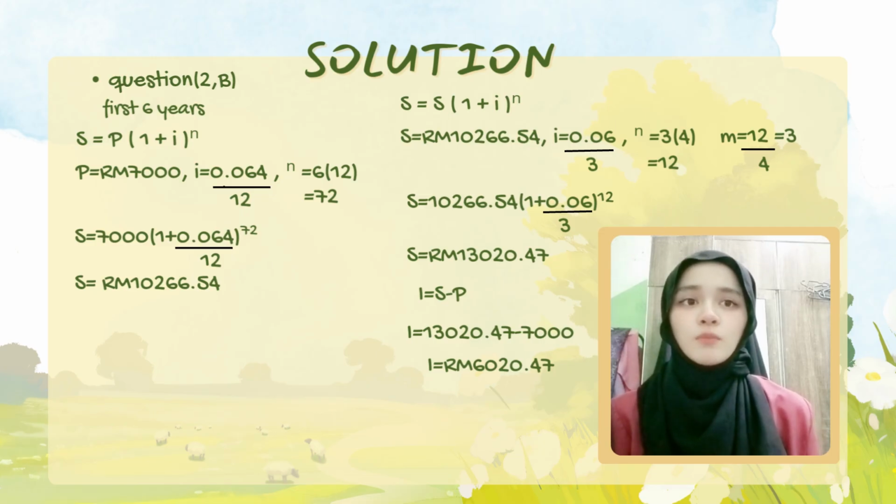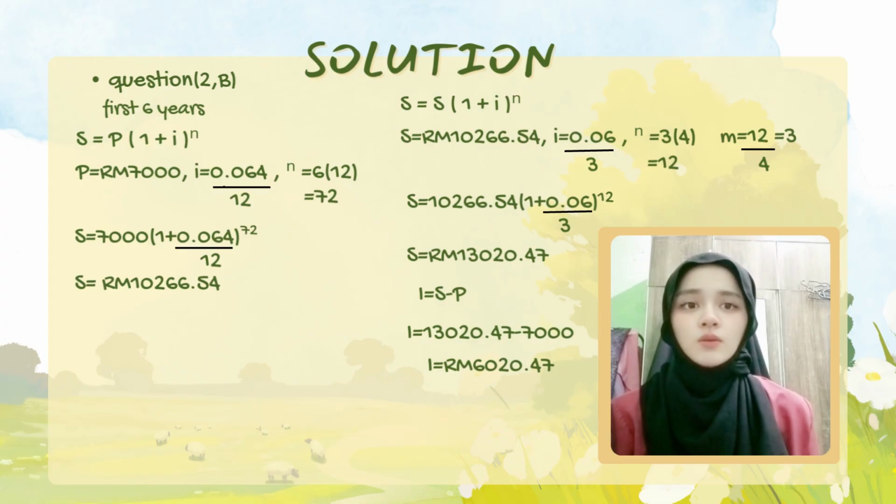Monthly means M equals 12, so the monthly rate is 0.064 divided by 12. The number of months is 6 times 12 equals 72. So I calculate 7,000 multiplied by (1 plus the monthly rate) to the power of 72, which uses the previous formula from the question before. This gives 10,266 ringgit and 54 cents.